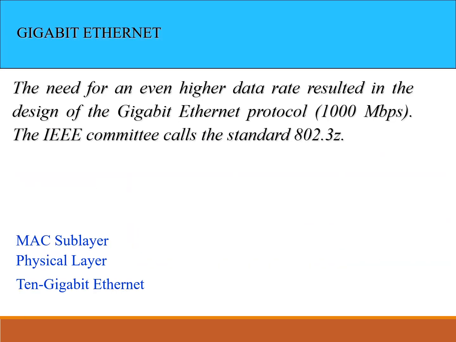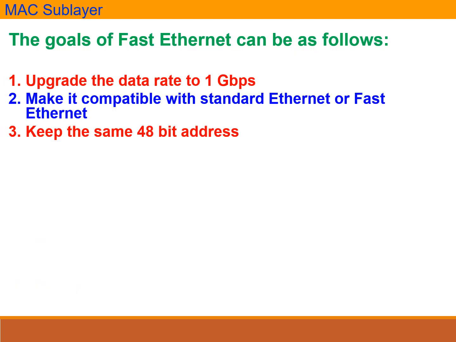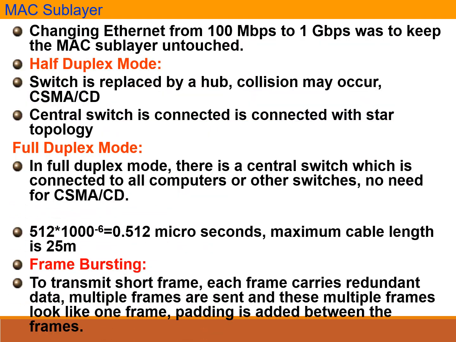Next one we are going to see gigabit Ethernet. So in gigabit Ethernet we are having some goals: to upgrade the data rate to 1 Gbps and make it compatible with standard or fast Ethernet, use the same 48-bit address, use the same frame format also, and keep the same minimum and maximum frame length in gigabit Ethernet. So these are the goals we are going to see in this.